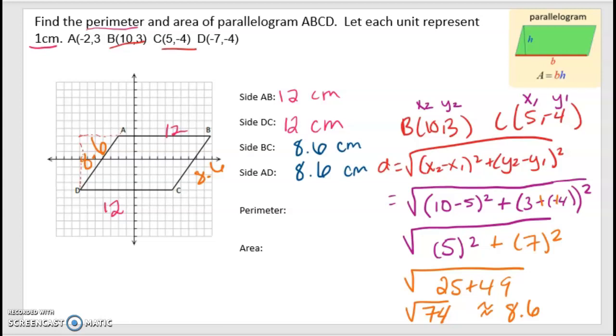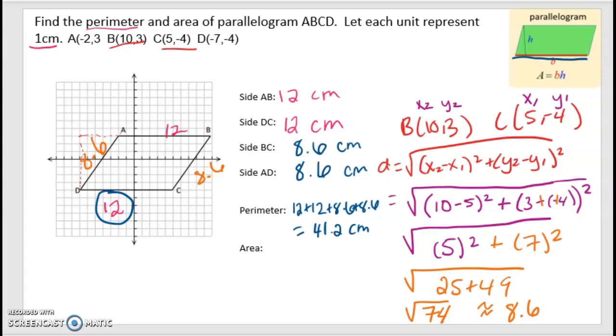Okay, to find the perimeter, you're going to add up each of the sides. So you're going to add 12 plus 12 plus 8.6 plus 8.6, and that's going to give me a perimeter of 41.2 centimeters.